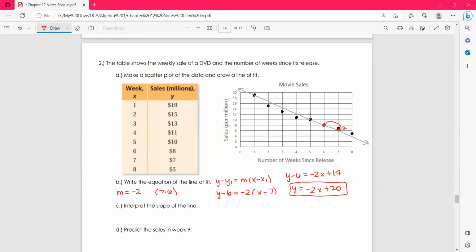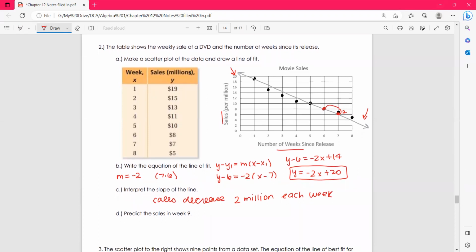Interpret the slope. So if the slope is -2, that means the sales, because this is talking about sales, decrease because it's negative 2 million each week. Right? And this makes sense. When something first comes out, there's so many sales, and then the sales decrease over time.